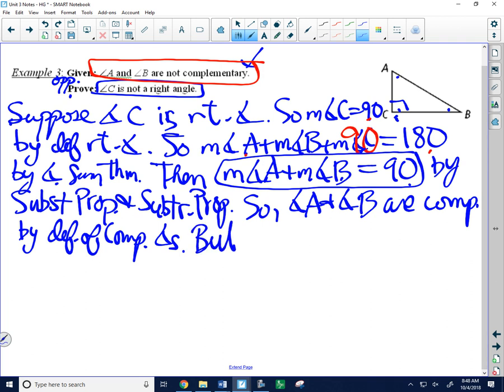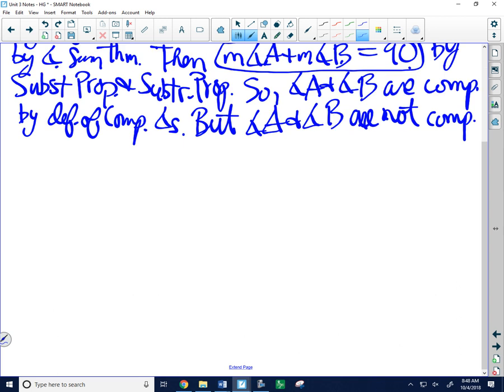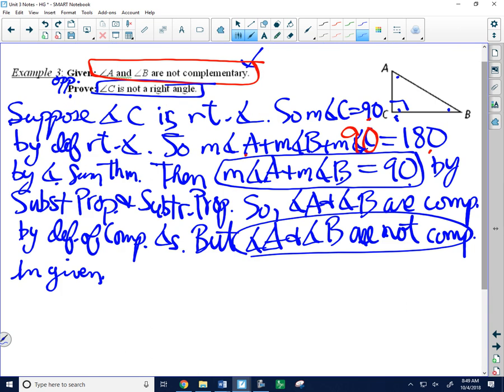Okay, so I'm going to finish up by saying, you can say a word like, but angle A and B are not complementary. Really, I think I should have said it's given that they're not. So I'll just say, but angle A and B are not complementary in the given. So basically I have this. They are not complementary, but then up here they are complementary. And now I can write the word contradiction.